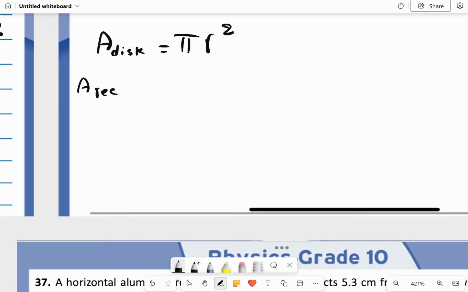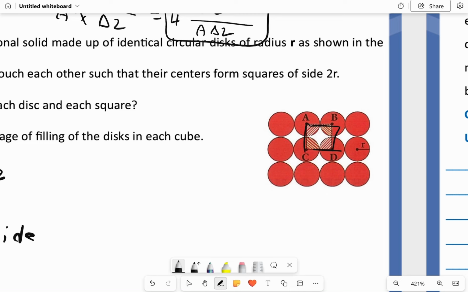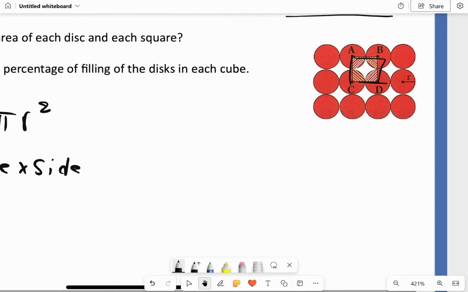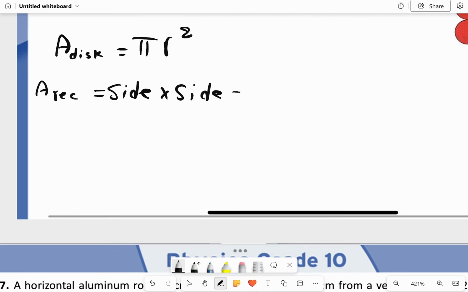Area of a rectangle is equal to what? Of a rectangle, sorry, is equal to side multiplied by side. As it says here, the centers of the square, each side forms squares of side 2r. So each side, guys, is equal to 2r multiplied by 2r. So this will be 4r squared.